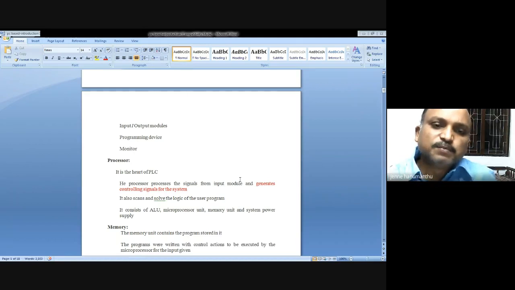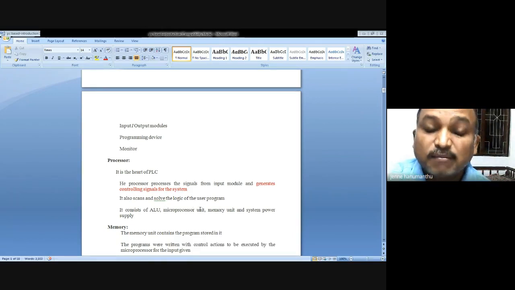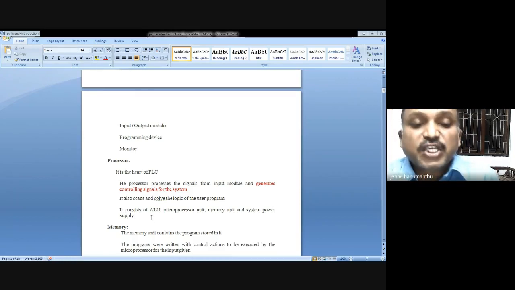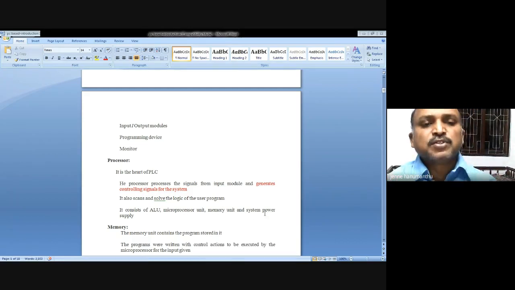So what action do you want? It will convert those signals with the processor, and it also scans and solves the logic of the user program. So if you want any scanning or want to solve anything logically, the processor will do all these functions. The processor generally consists of an arithmetic logic unit, microprocessor unit, memory unit, and system power supply. All these sub-modules are available in the processor.